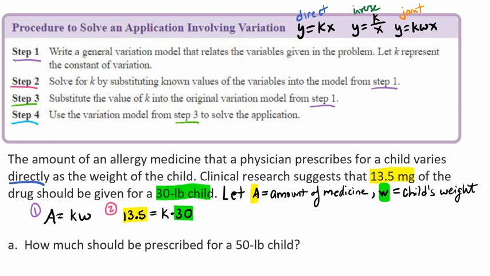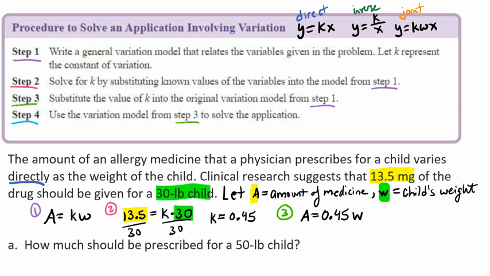We can do this by dividing both sides by 30, and that's going to tell us that k equals 0.45. So that's going to be our constant of variation. So now we can set up our equation, which is our step 3, and we get that A is going to equal 0.45 times W. And now we can use this equation for different weights.